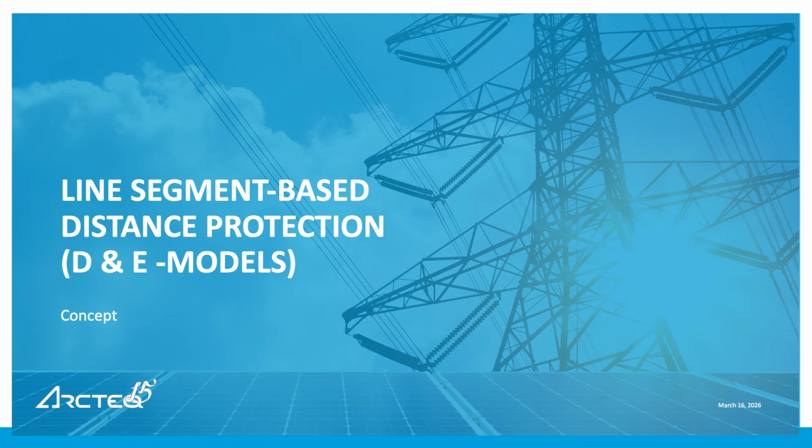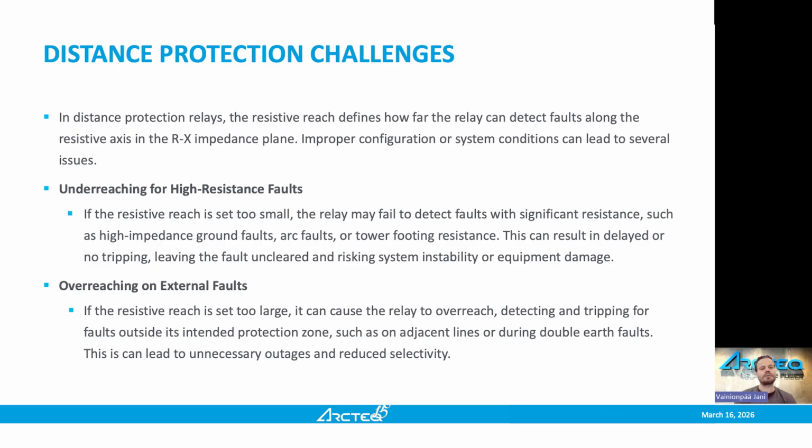Let's get started with the distance protection, the models D and E. First, I'd like to discuss briefly the challenges when it comes to distance protection. What we bring to the table and try to cover better than before is this: if you have improper resistive reach configured in the relay, or certain system conditions, they can lead to several issues.